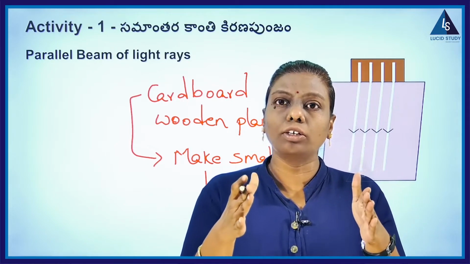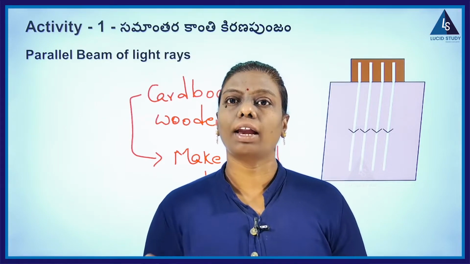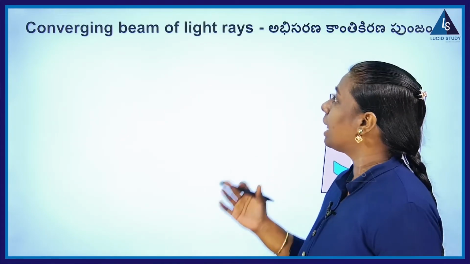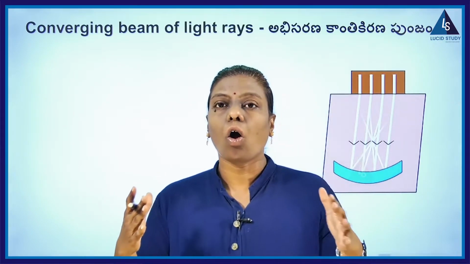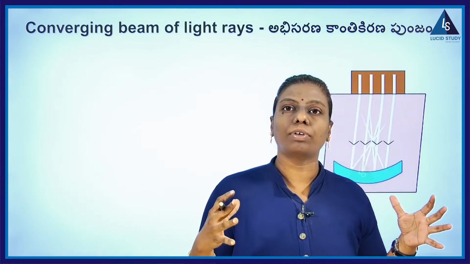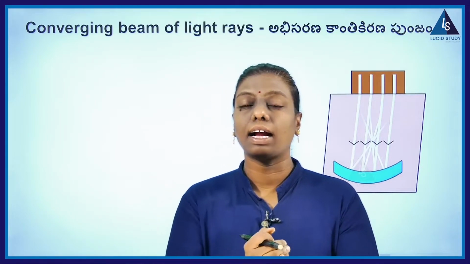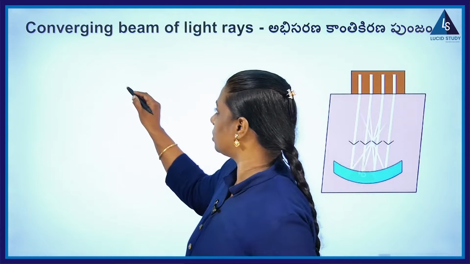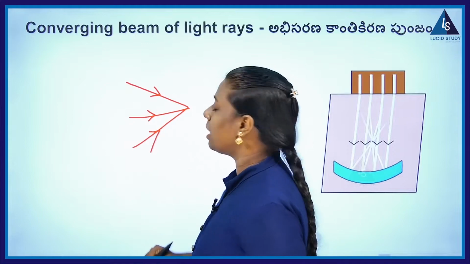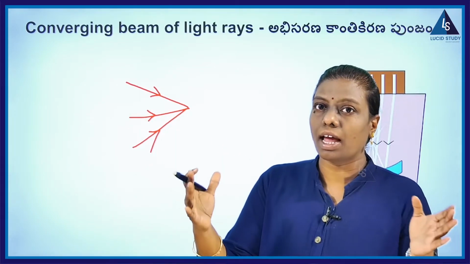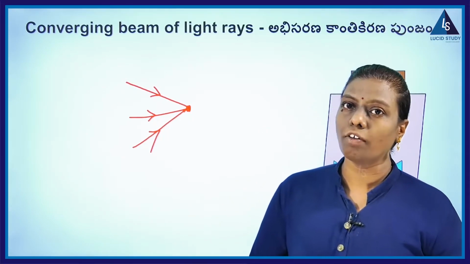So they move parallel to each other, indicating that it is a parallel beam of light rays. Next we have a converging beam of light rays. What is converging? Converging says that all the light rays come from different sources and meet at a point. Converging looks like this. The rays come from different places and meet at a point. So it is called a converging beam of light rays.